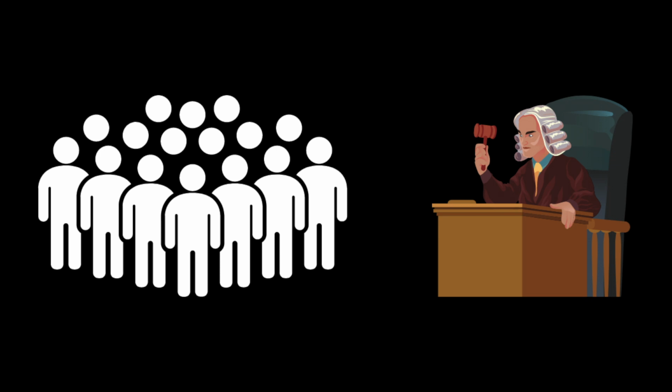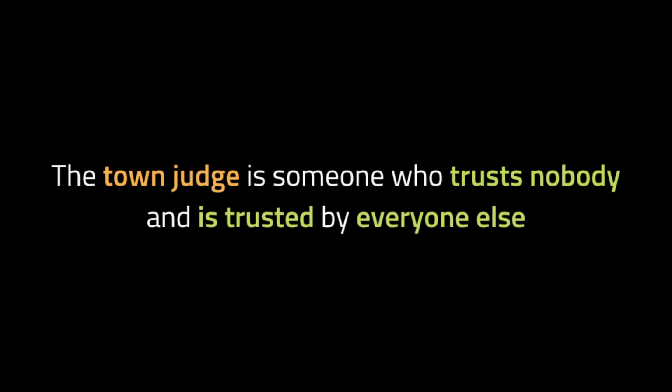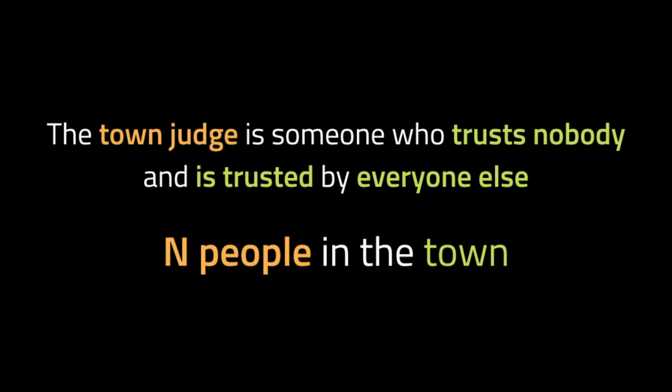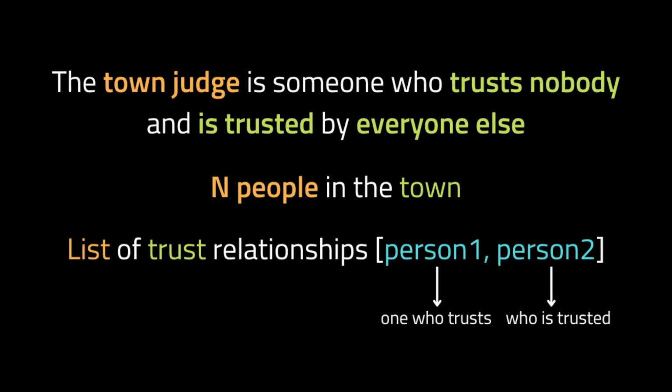Before we solve this problem, let's break it into pieces so we can quickly solve it using only the details that they give us. The first information is that the town judge is someone who trusts nobody and is trusted by everyone else. The second is that we have n people in the town. And the third is that we have a list of trust relationships, and this list represents pairs of integers. The first integer is the one who trusts. The second integer represents the person who is trusted.